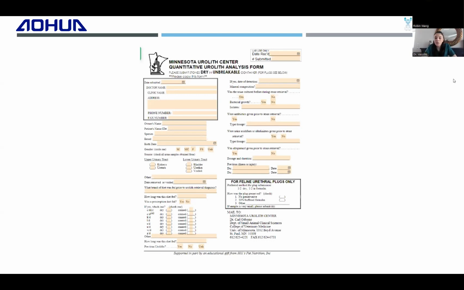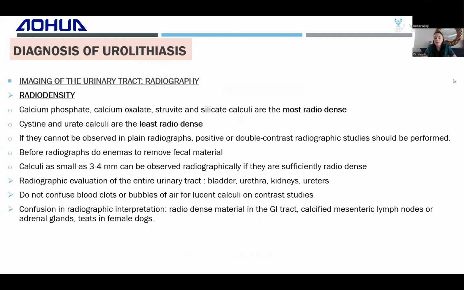Okay, they have more than 1 million, I think, uroliths analyzed at the Minnesota Urolith Center. So don't hesitate to send all the uroliths for quantitative and qualitative analysis. And then, of course, we have the imaging of the urinary tract with radiographs. Please have some good radiographs because they can save you a lot of trouble. They can give you a diagnosis.